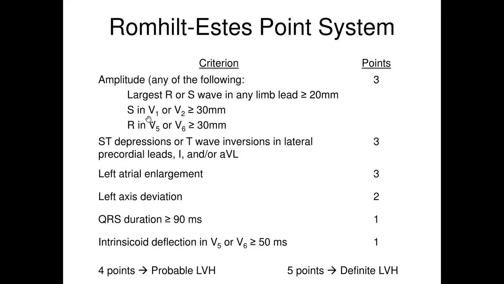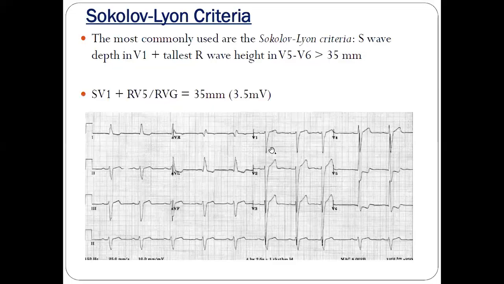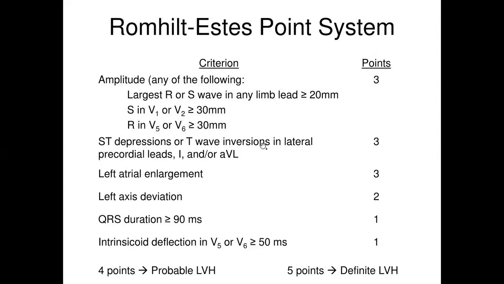The second thing is the S wave in V1 or V2. If it is more than 30 millimeters, that is, more than 30 small squares or 6 large boxes, then it fits the LVH criteria.